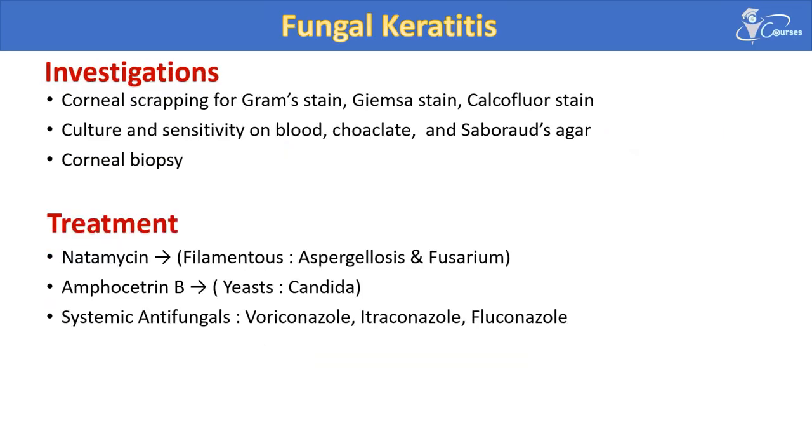So if we are suspecting fungal keratitis, what should we do? Investigations, again, like scraping for Gram stain, Giemsa stain, calcofluor stain, culture and sensitivity on blood agar, chocolate agar, and Sabouraud agar, and corneal biopsy. If we suspect that the patient has a fungal infection, based on the history and the clinical presentation, we can start the antifungal treatment from the beginning.